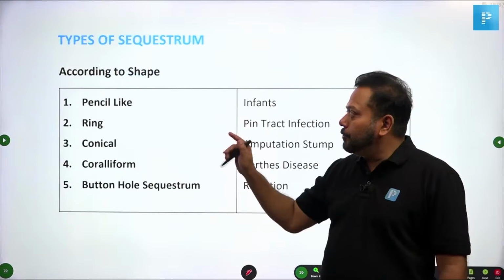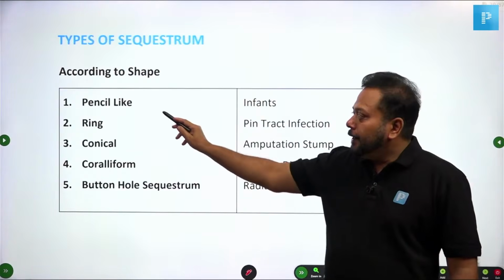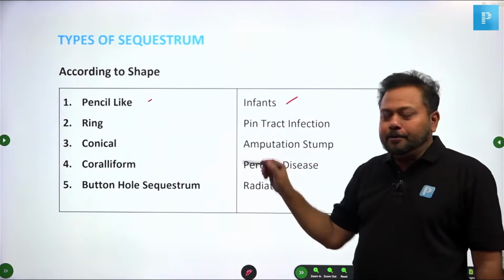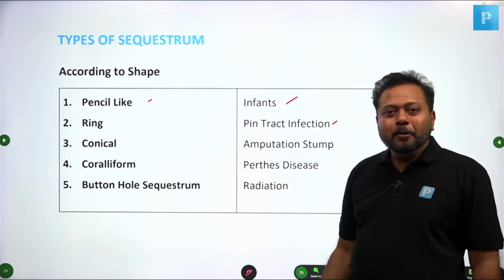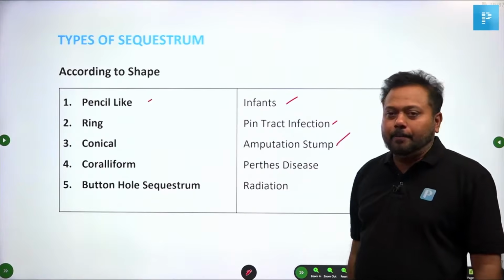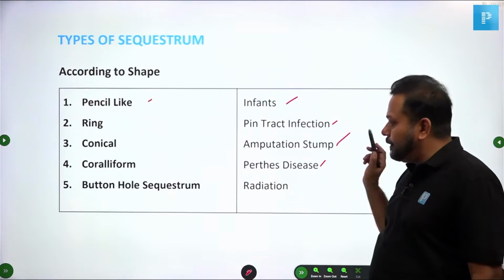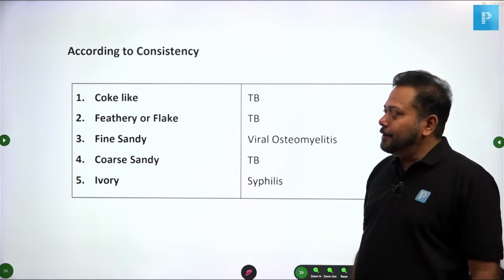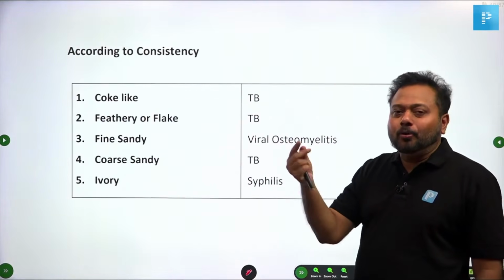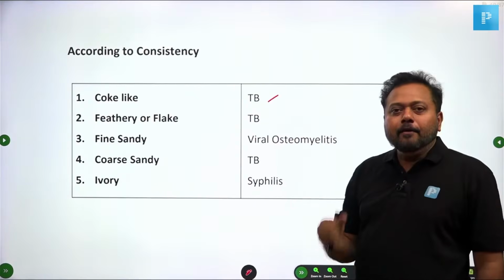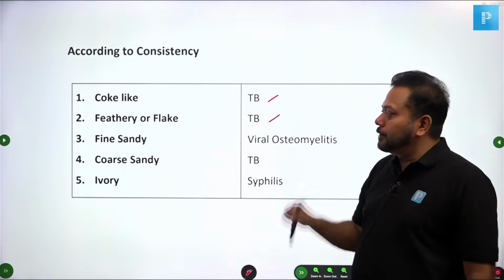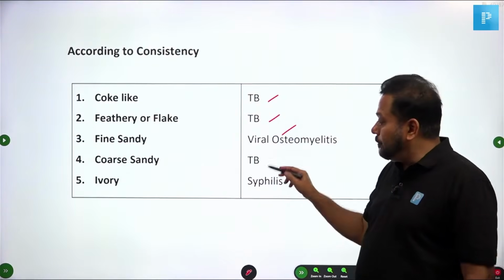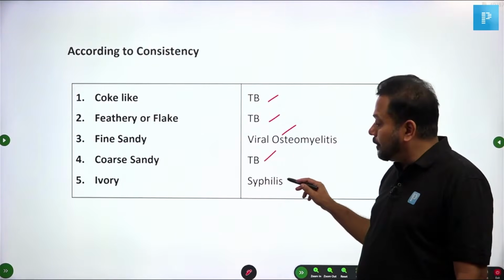We will finish now. You see here, according to shape, if it's a pencil-shaped sequestrum, it's seen in infants. Ring-shaped sequestrum, pin tract infection. Conical sequestrum, amputation stump. Coralliform sequestrum, Perthes disease. Buttonhole sequestrum, radiation. According to consistency, coke-like, coal-tar-like sequestrum, tuberculosis. Feathery or flaky sequestrum, tuberculosis. Fine sandy sequestrum, viral osteomyelitis. Coarse sandy sequestrum, tuberculosis. Ivory sequestrum, syphilis.